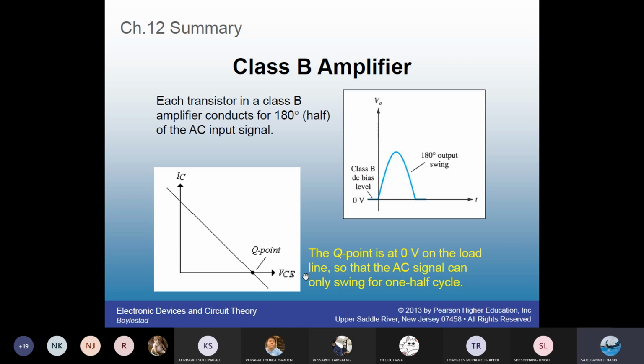Where is the Q point? Right here at the cutoff VCE. Means you have swing only from this point. You can swing in only one direction, the other direction not. That's why you have 1/2 of the peak. It says on the slide, because the Q point is at 0 volt, it should not say 0 volt. What is it saying? It should say 0 current. It's not 0 volt. 0 volt is right here. It's at the cutoff point. That's why AC signal can only swing for one half cycle.